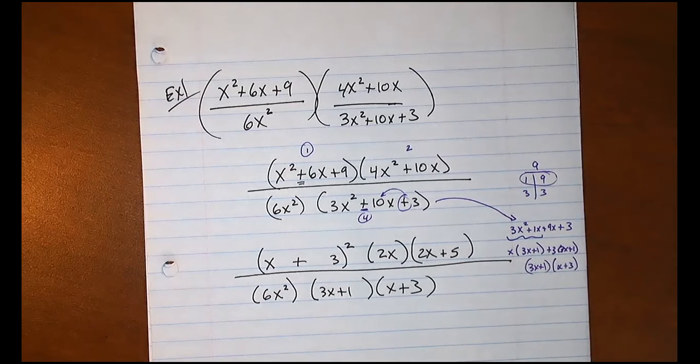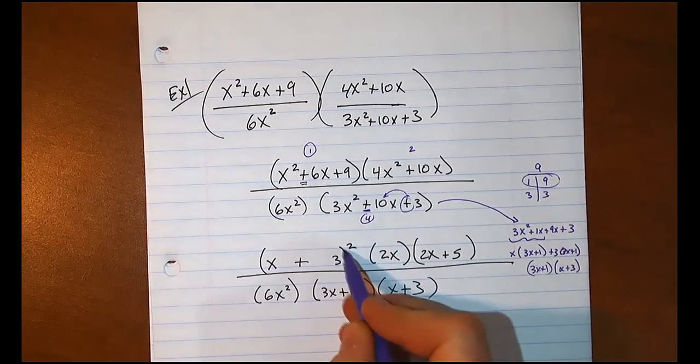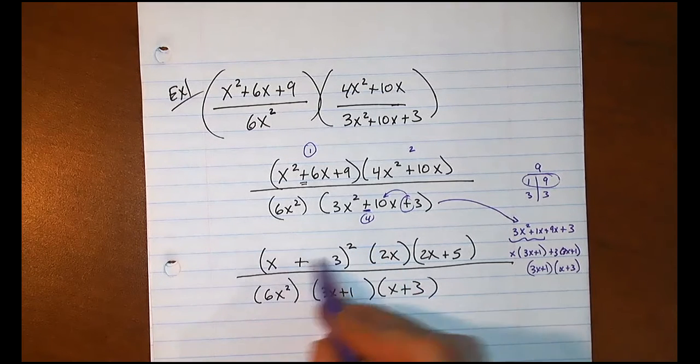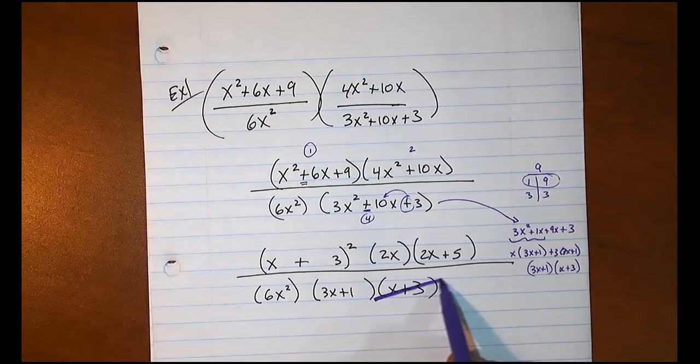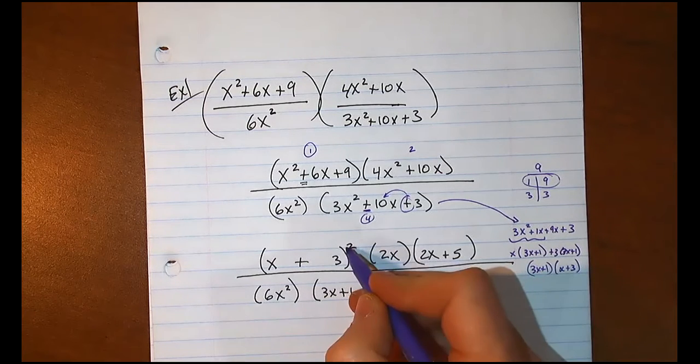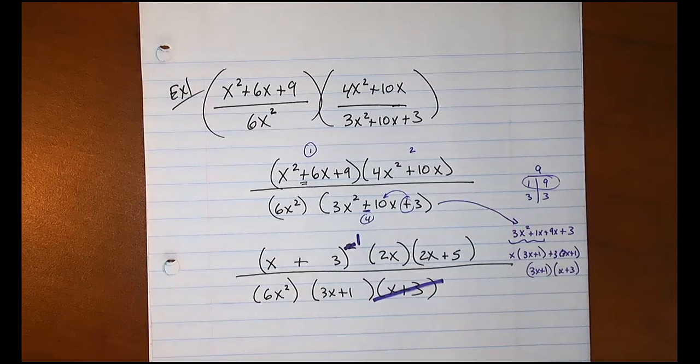Okay, so now we've got everything factored. We're ready to start canceling. All right, so notice I've got an x plus 3 in the top, I've got an x plus 3 in the bottom, but remember what squared means. It means literally I have two of these being multiplied together. So there's one in the bottom, but it's only going to cancel with one of the ones in the top. So my exponent goes from being a 2 to being a 1.